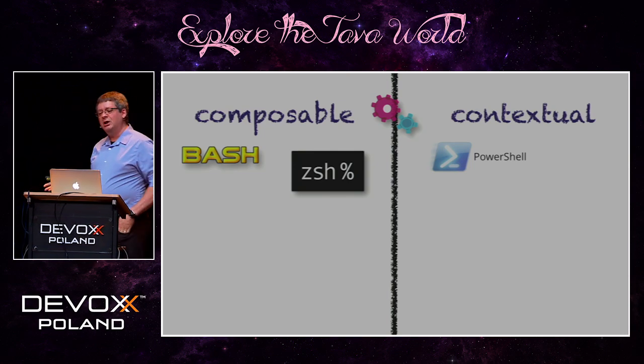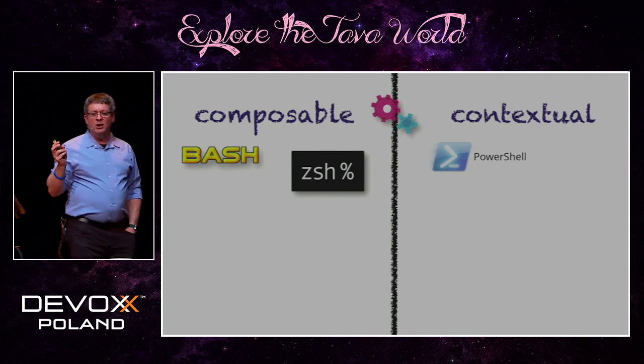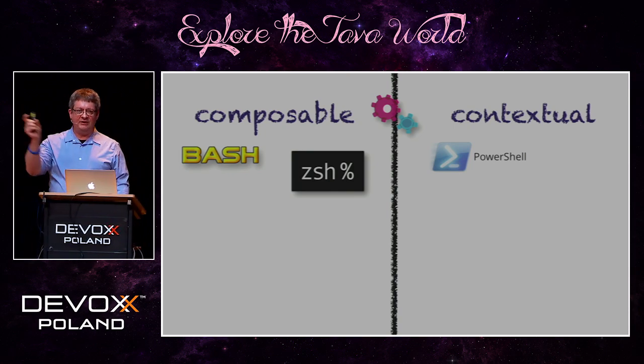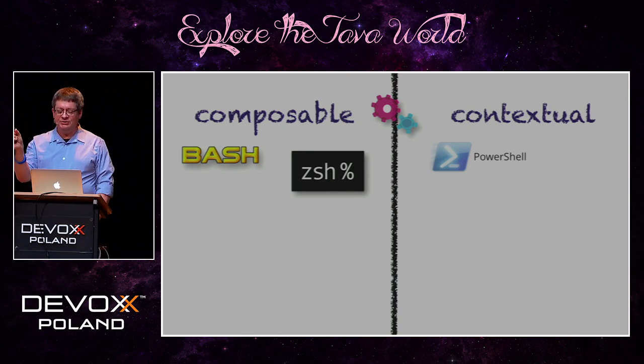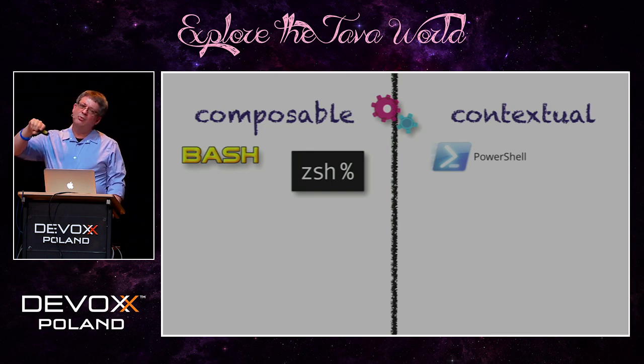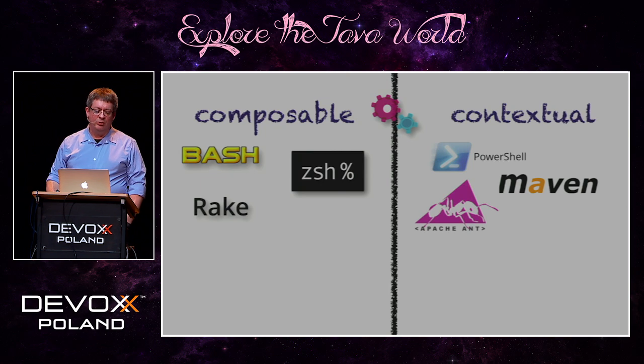Things like PowerShell are more contextual, meaning that you still pipe things in PowerShell, but the thing you pipe on the other side is this thing that has properties and methods and that sort of stuff on it. So it's not just raw text, which is easier to use in a simple case, but you can't build as sophisticated things with it. Rake is a build tool in the Ruby world that's very composable because it's language-based.